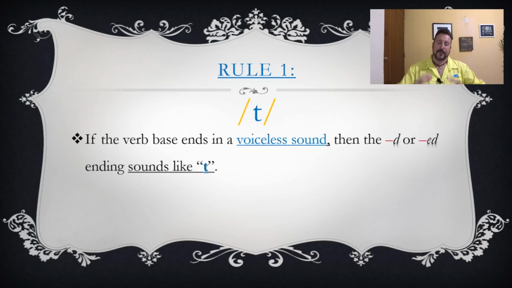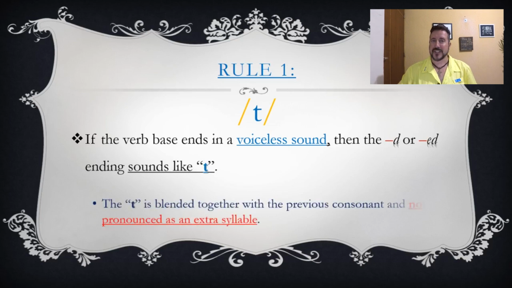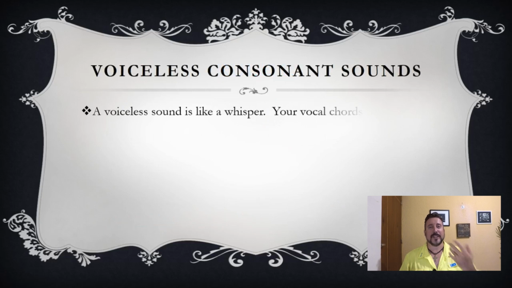If the base of the verb ends with a voiceless sound, then the ED is going to be voiceless. And what is voiceless? That's right, it's the T. What's really important when you make this T sound is that it's blended together with the verb. It is not going to be an extra syllable. The voiceless is like a whisper. As we looked at in the graph before, it's just air passing through your throat and your mouth.